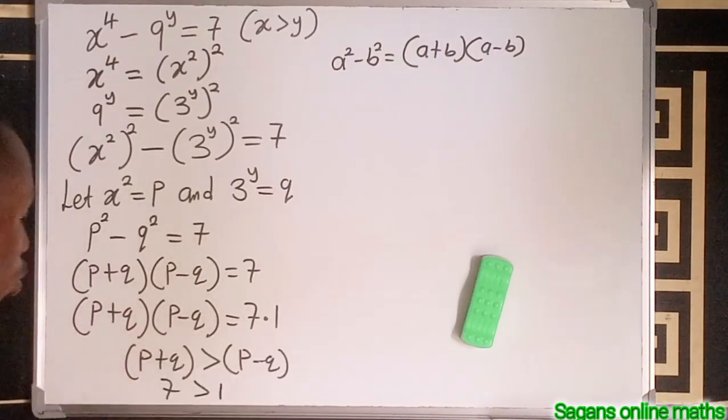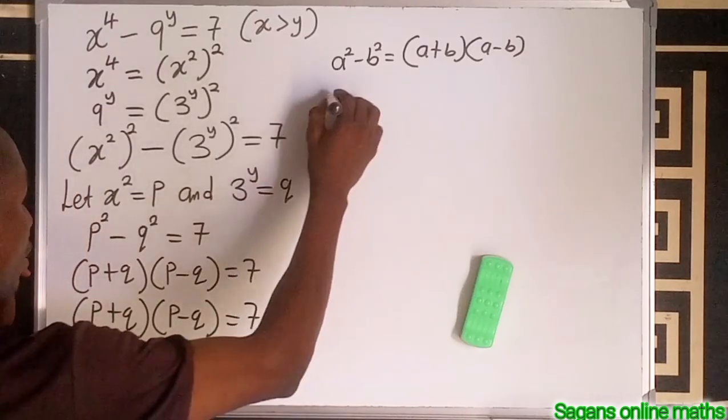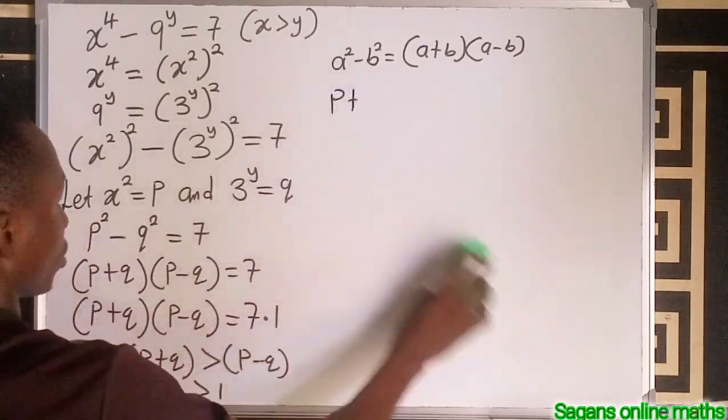So by equating this, so that I can have a simultaneous equation, it means that p plus q equals 7. Let me remove this from here quickly.